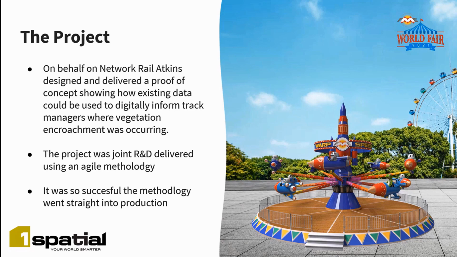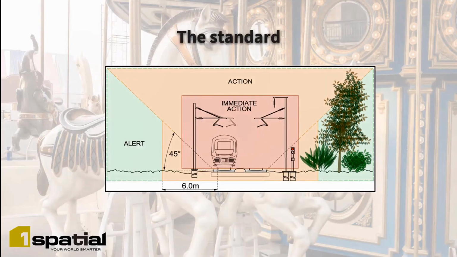It's joint R&D, so Atkins were working on behalf of Network Rail, and you'll notice throughout this there's quite a lot of areas where I'm not able to give you large amounts of detail. Network Rail owned the IP for this. It was a really successful project, and it's an R&D project that went straight into production, which is quite unusual. Often things stall out of R&D and it takes a long time to get them into production, and we'll discuss why I think it was able to go to production so quickly.